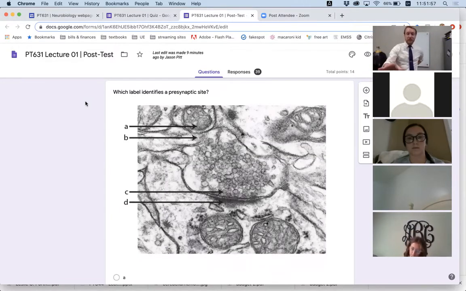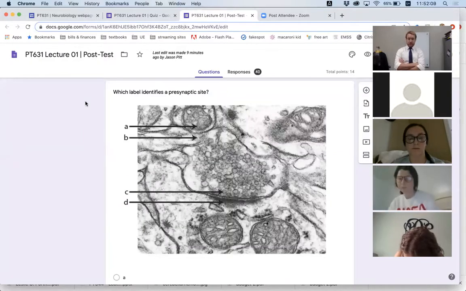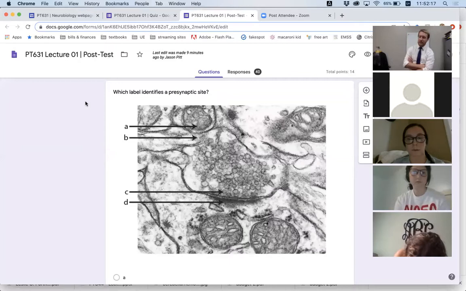Turns out this is a chemical synapse. I did label the answer wrong. I caught that after a few of you submitted. My bad. We know this is a chemical synapse. Why do we know this is a chemical synapse? What are we seeing here? The presynaptic vesicles. Perfect. What arrow is pointing to some presynaptic vesicles?